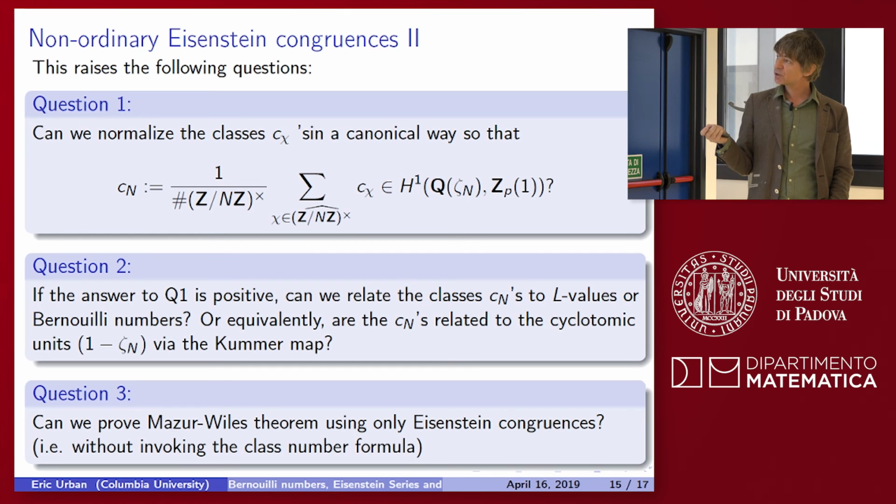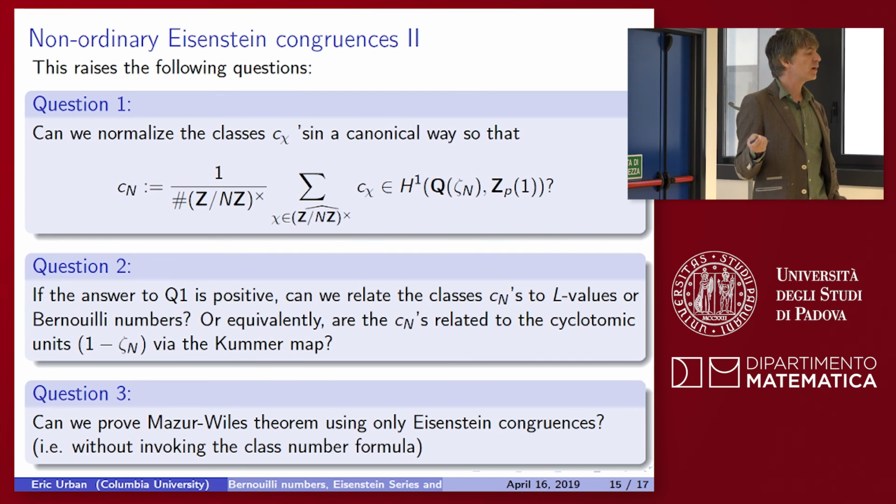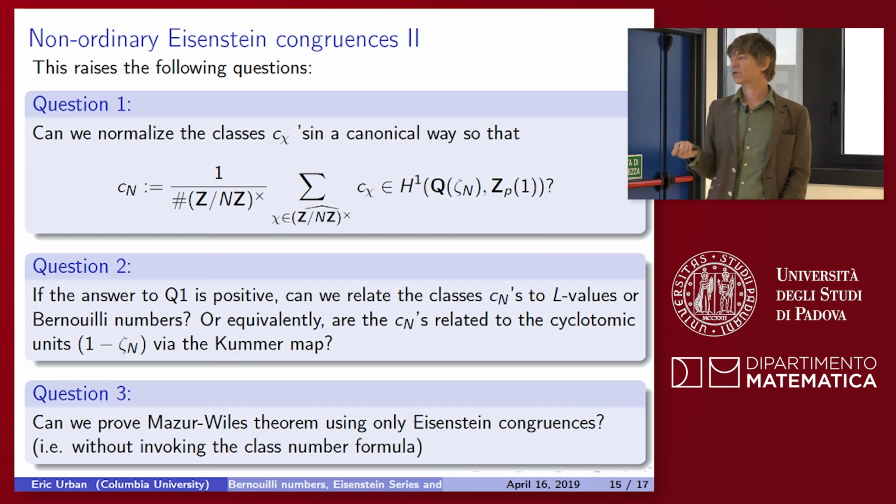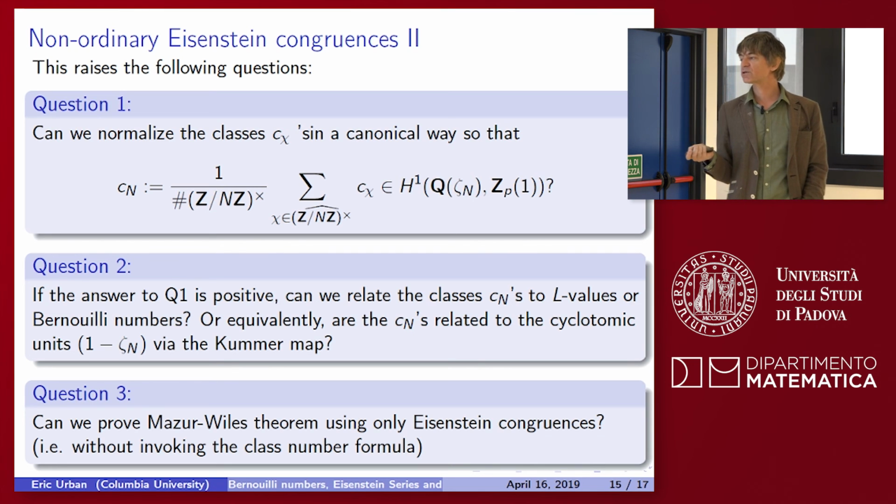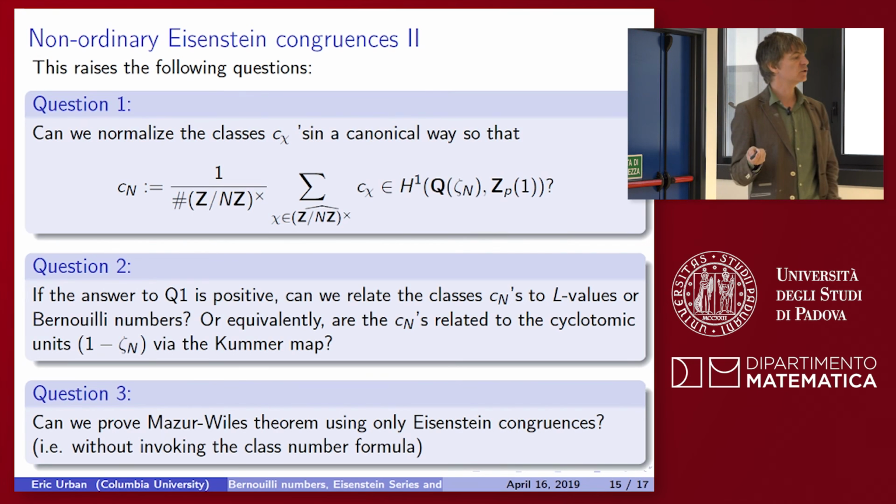Okay, and if this question can be answered positively, then we can ask, can we relate Cn to Bernoulli numbers, or to L values, or equivalently, are the Cn related to the cyclotomic units, 1 minus theta n, using the Kummer map? In other words, the question is: can you prove Mazur-Wiles theorem using only Eisenstein congruences? So that means without invoking the class number formula nor cyclotomic units.